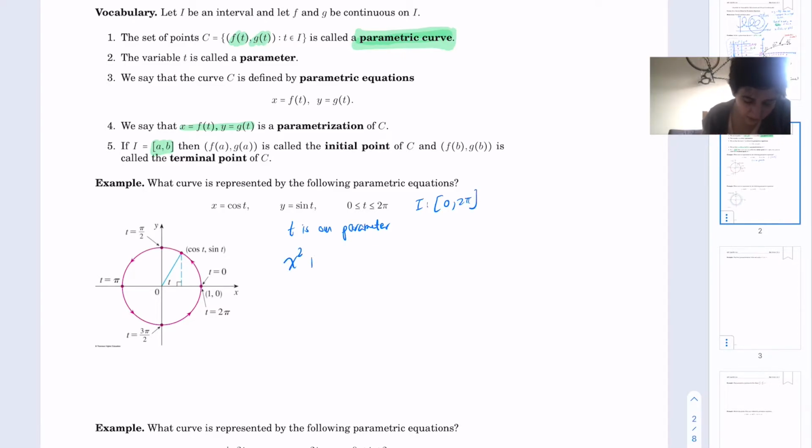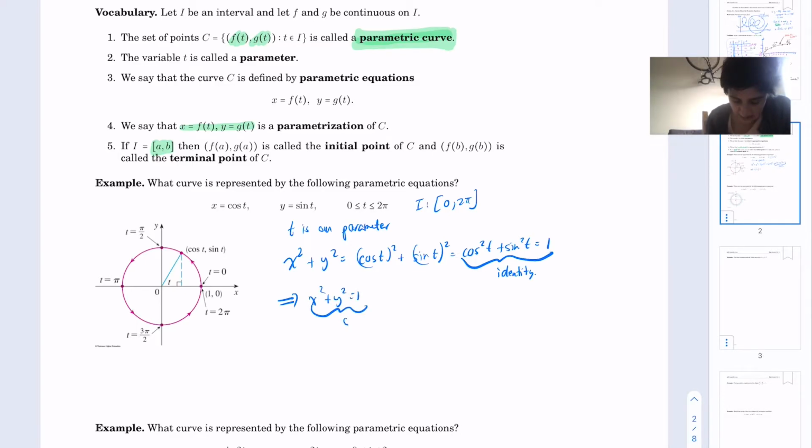We observe that x squared plus y squared, well, the parametric equation for x is cos of t, all squared. The parametric equation for y is sine of t, all squared. That's cos squared t plus sine squared t. Well, that is always 1. This is an identity. Okay, that tells us that x squared plus y squared equals 1 is a circle of radius 1.